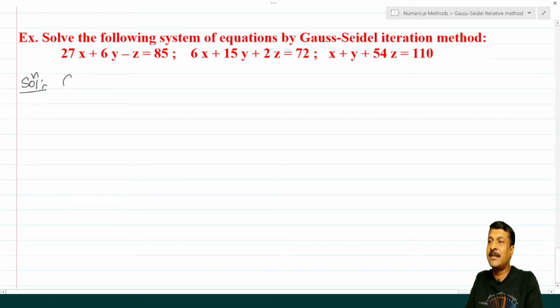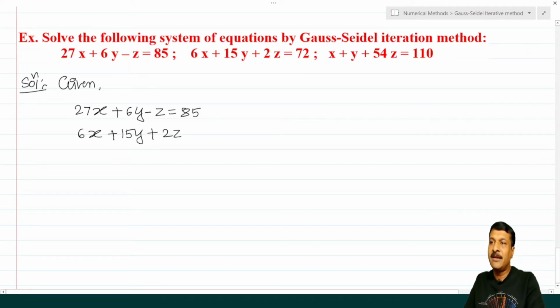First you write the given equations and denote them. So first equation 27x plus 6y minus z equal to 85. Next is 6x plus 15y plus 2z equal to 72. Third is x plus y plus 54z equal to 110. So equation number 1, equation number 2, equation number 3.